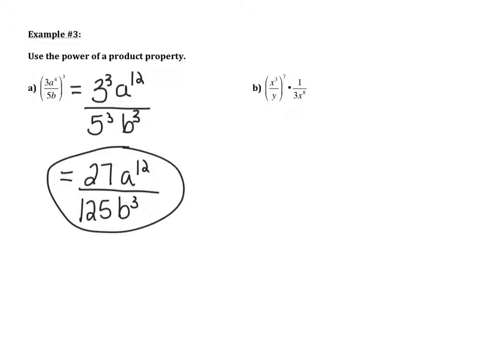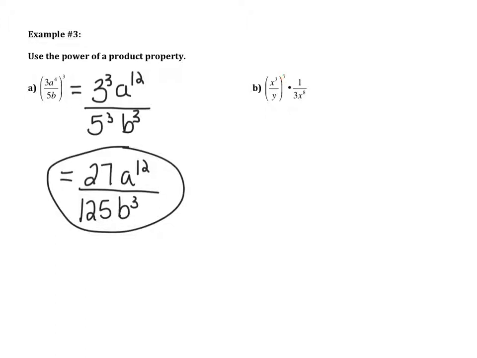And now on to part B. X to the third divided by y, all raised to the seventh power, times 1 over 3x to the eighth. So we just need to make sure we follow the order of operations. So we first look inside of the parentheses and see if there's anything that can be reduced. Since it's an x on top and a y on the bottom, there's nothing in common, so it stays as it is. Next step in the order of operations is exponent.